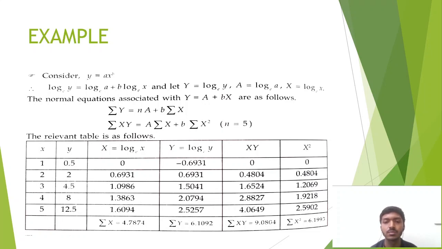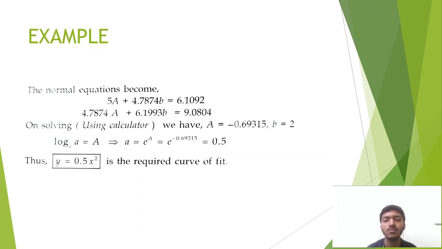So then according to the procedure, we substitute the values of the summations in the normal equations, and in this example, we receive 5A + 4.7874b = 6.1092. The second equation is 4.7874A + 6.1993b = 9.0804. By solving these two equations, we get capital A = -0.69315. Capital A is our unknown parameter, and capital A equals log of a to the base e. We have also got B, which is equal to 2.